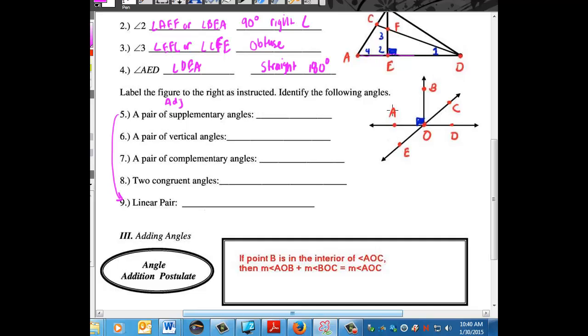So looking at angle AOB and angle BOD, if we just ignore this ray, we would see that this box here, we could put a 90-degree box here as well. And so let's say angle AOB and angle DOB. And so let's also put that down for our linear pair, angle AOB and angle DOB.